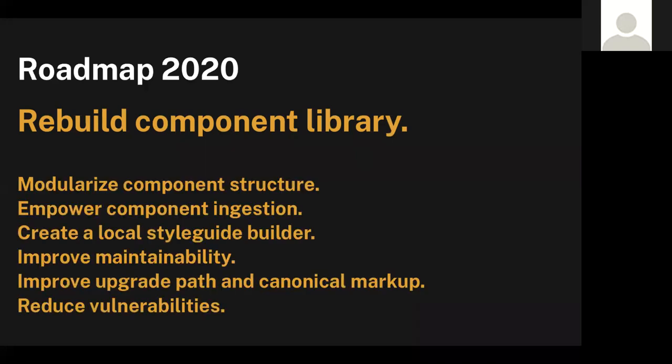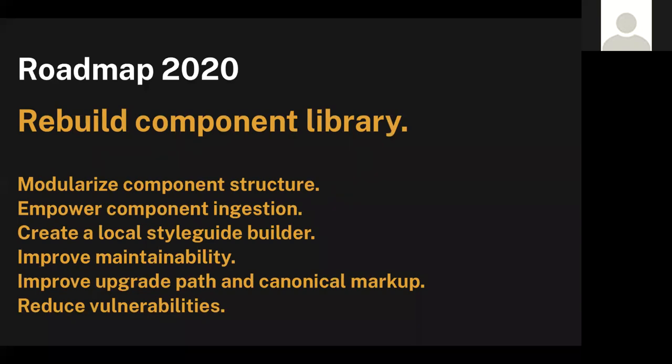So what we hope to accomplish by rebuilding the component library is to modularize our component structure and to make it easier for teams and projects to import just the parts of the design system that they need. And we can reflect that in the structure and the organization of our design system and the way we publish it to NPM.